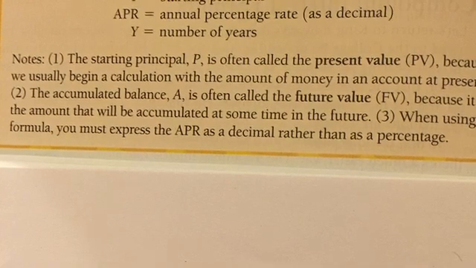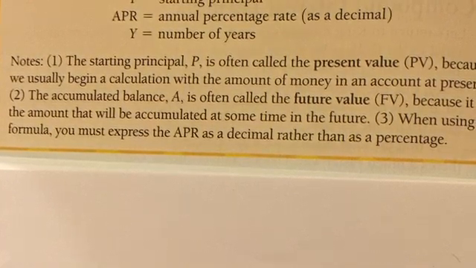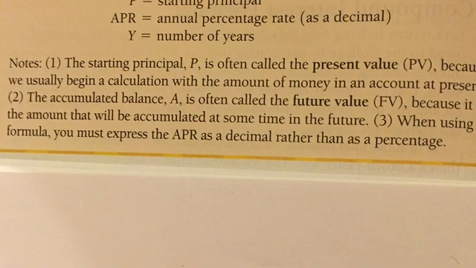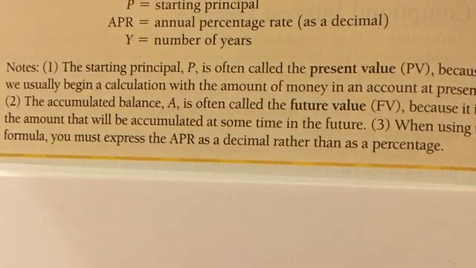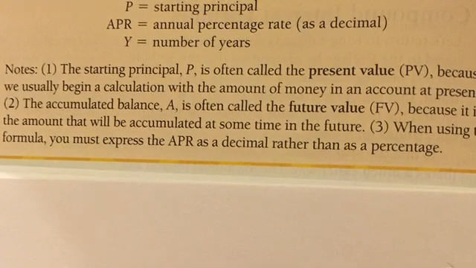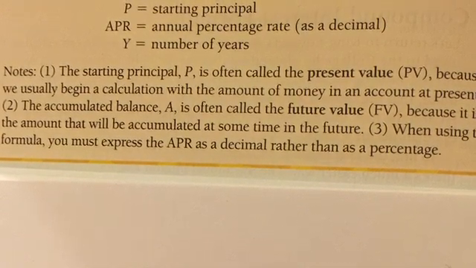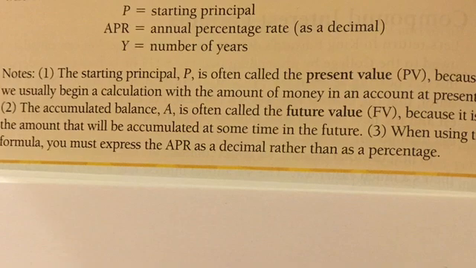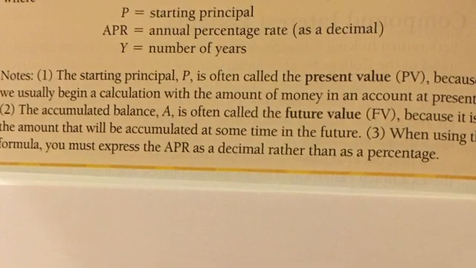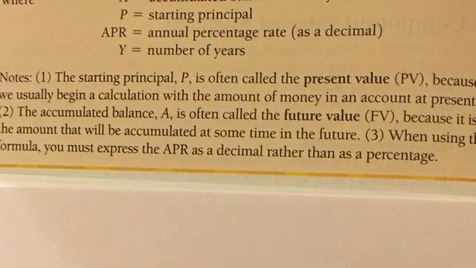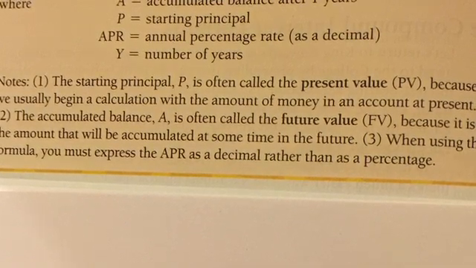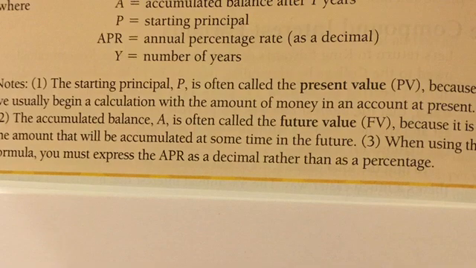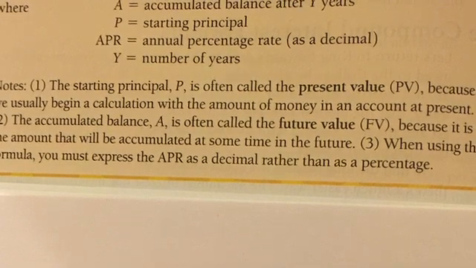The compound interest formula: A equals P times (1 plus APR) to the exponent Y. A equals the accumulated balance after Y years. P equals the starting principal. APR equals the annual percentage rate as a decimal. Y equals the number of years.